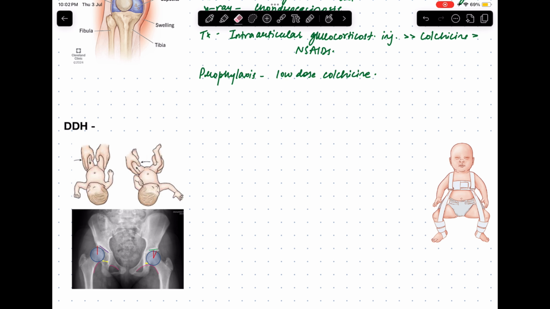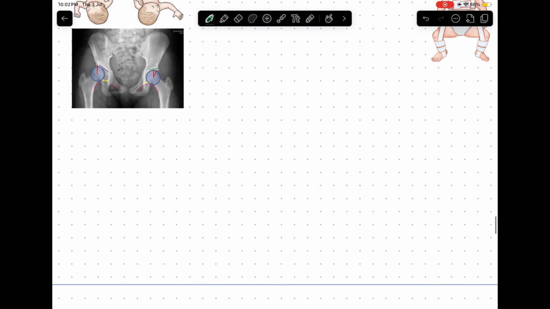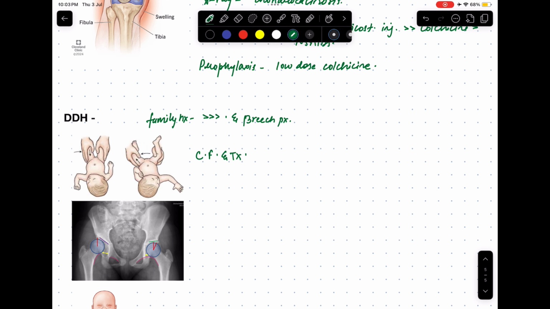Now the next topic is developmental dysplasia of hip. It is again very much important because of the pediatric and orthopedic association of this topic. Family history is very much important for developmental dysplasia of hip, along with breech presentation of the child. For this whole topic, I know that too much information is given, so I'm going to give you a short table sort of thing. That is the only thing you have to remember for AMC, and that's it for this topic.